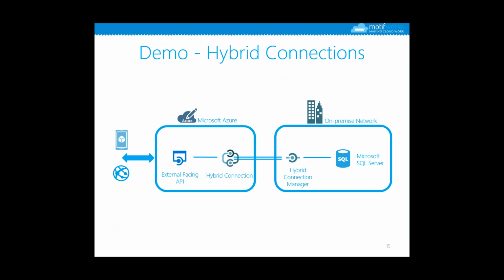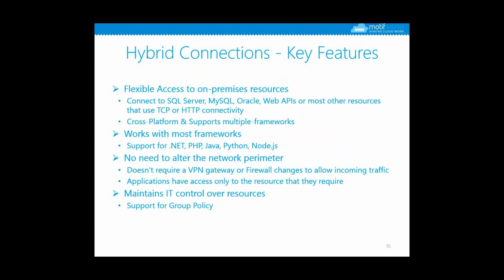So now we will go ahead and discuss a few more advanced scenarios in Azure Hybrid Connections, as well as key features of it. Like we discussed, we can connect to SQL Server, MySQL, Oracle, Web APIs, or most other data sources that use TCP or HTTP because it works at a low layer level. It works at TCP level using Hybrid Connection Manager. Any data source which has TCP connectivity, we can expose it through Azure Hybrid Connection.